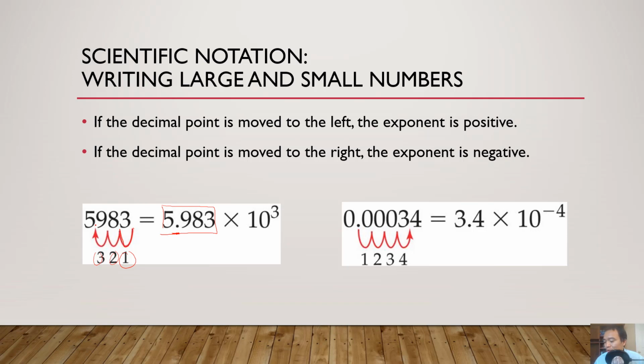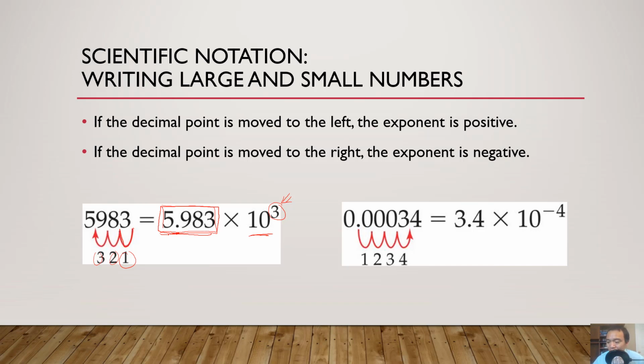So do remember one thing, after you move this decimal point, the number has changed, and this number in the box apparently is smaller than the original. To compensate for this change, when you write 10 raised to the exponent, this number is a positive number. So that's why it's 10 raised to 3, not negative 3, because 5.983 is smaller than 5983.